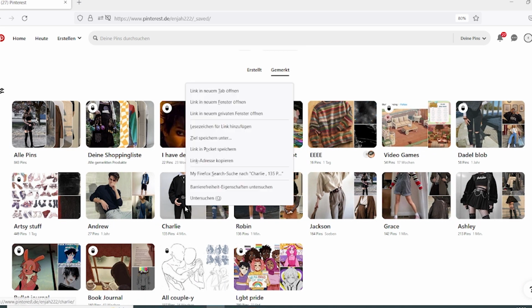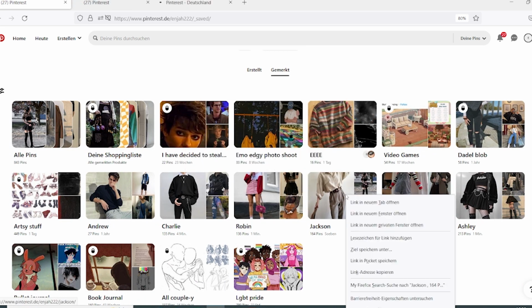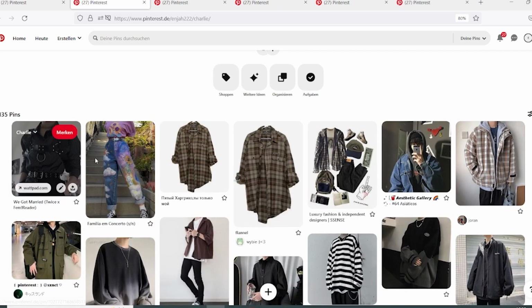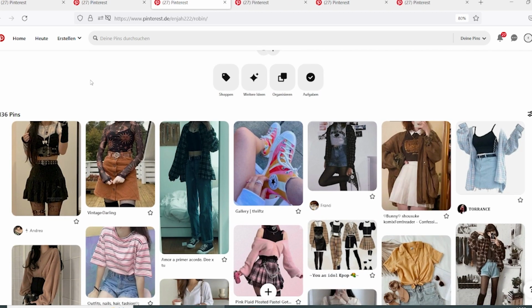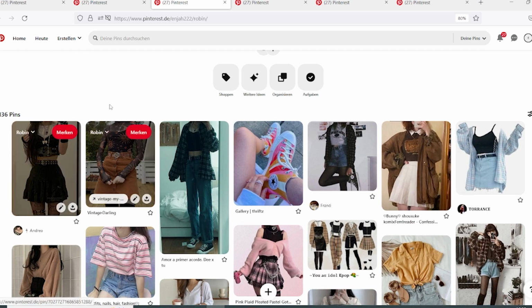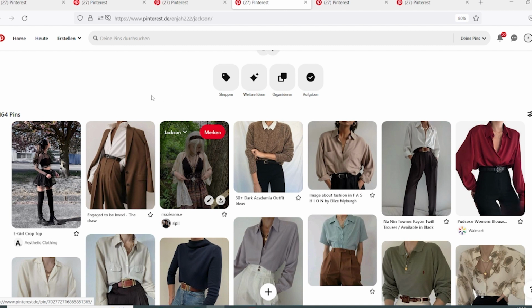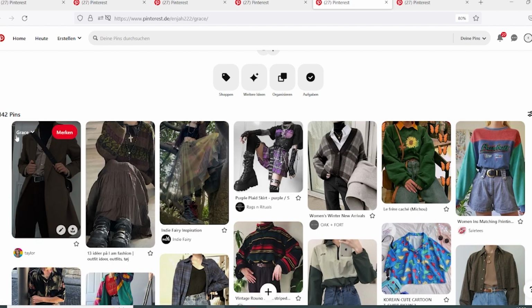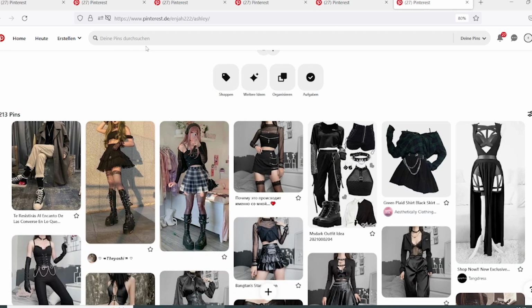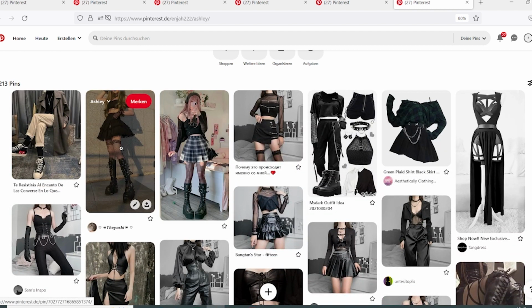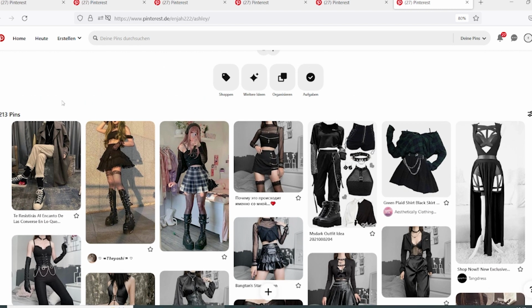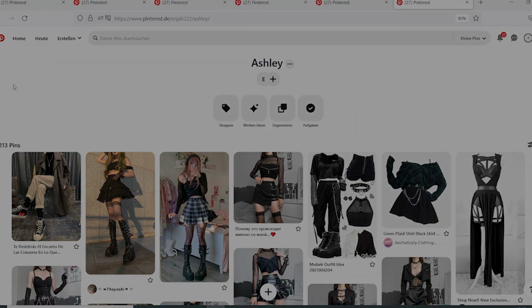I think so. Charlie had some, Robin had some. I think everyone got one. Charlie has these two. Then we have Robin, which they have these two. Jackson, he got recommended this one, and this one. So Grace, I just put 5 suggestions in here. This is pretty much something Jackson would also wear. This is obviously very much Ashley, and this is also more Jackson. And then we have Ashley, which she did get these three, which these two are pretty much on point, and this one is more Jackson's outfit.